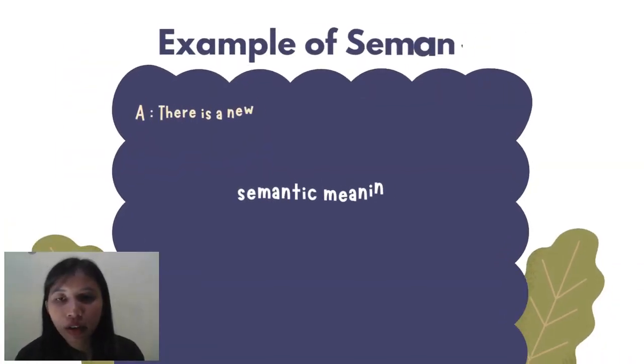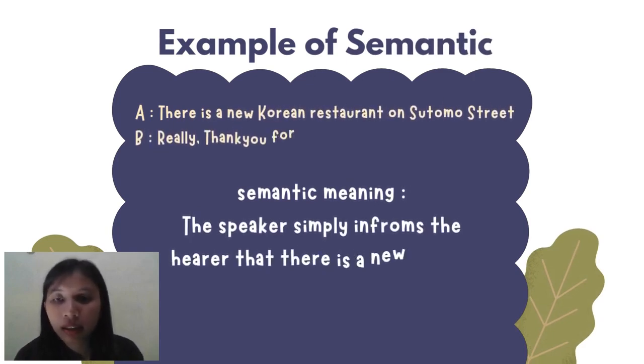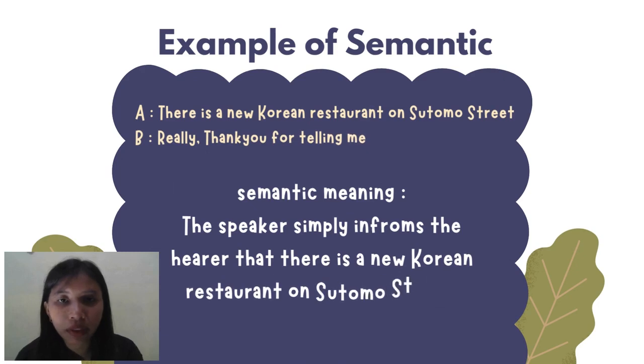Example of semantic. So here is a short conversation for the example of semantic. The speaker says, "There's a new Korean restaurant on Sutomo Street." And then the hearer replies, "Really? Thank you for telling me." And from that conversation, we can decide that the semantic meaning is the speaker simply informs the hearer that there's a new Korean restaurant on Sutomo Street.